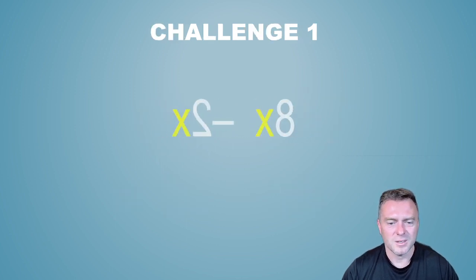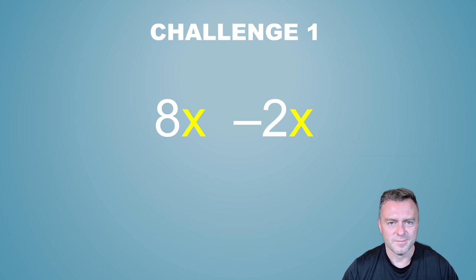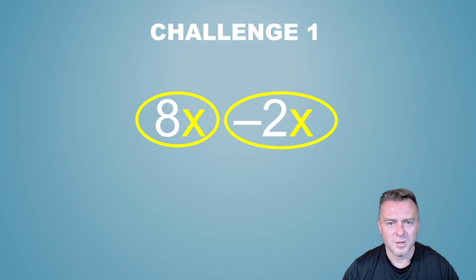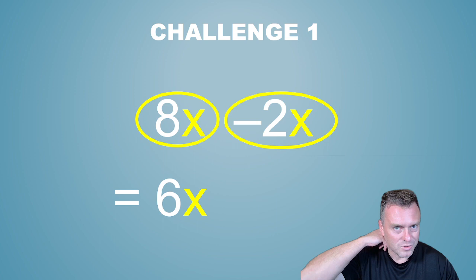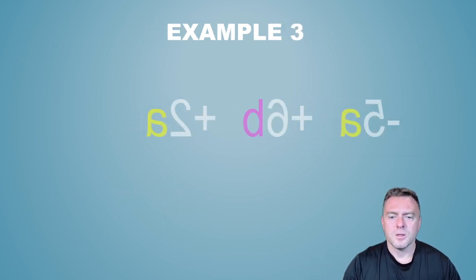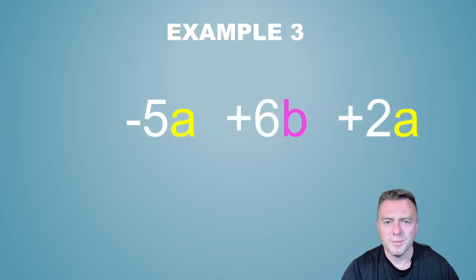So for the first challenge, see if you can do this one. Just pause the video. So hopefully you've done that and you can see that this is an X and this is an X as well. So therefore that is 6X. You can merge those together and reduce them. So what about this one? Just pause the video, have a go.